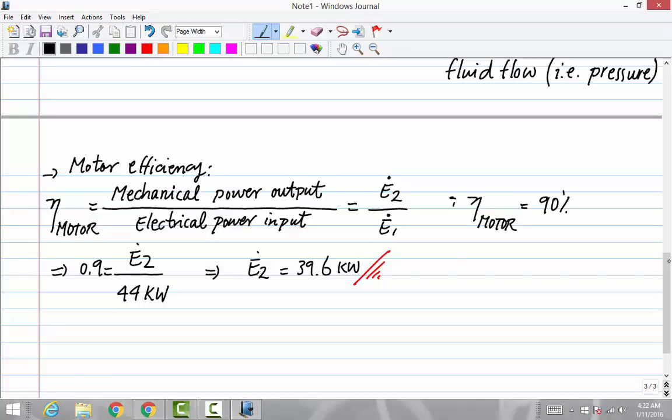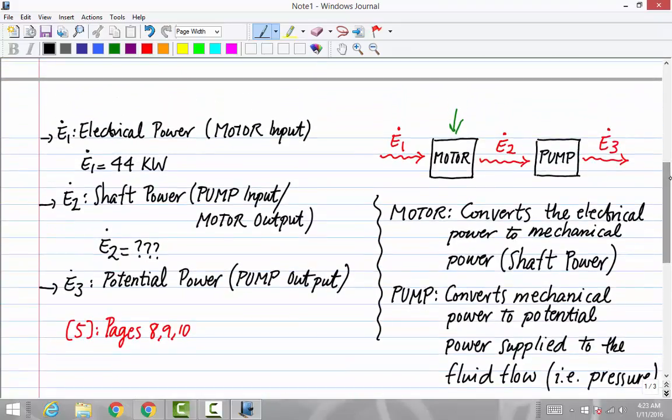Now once again, let's go back to our block diagram. Now we know everything about E dot in, E dot 1 and E dot out, correct? And now we can switch to the second subsystem, which is the pump. So far we've been talking about the motor. Now we can switch to the pump.